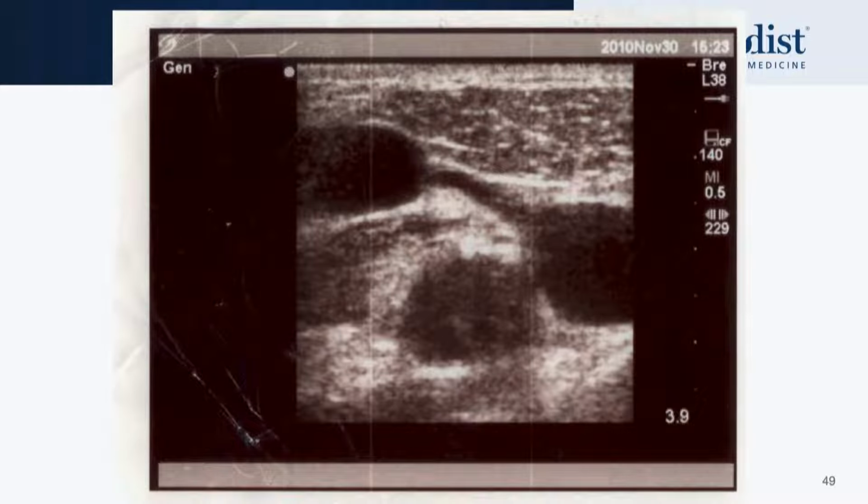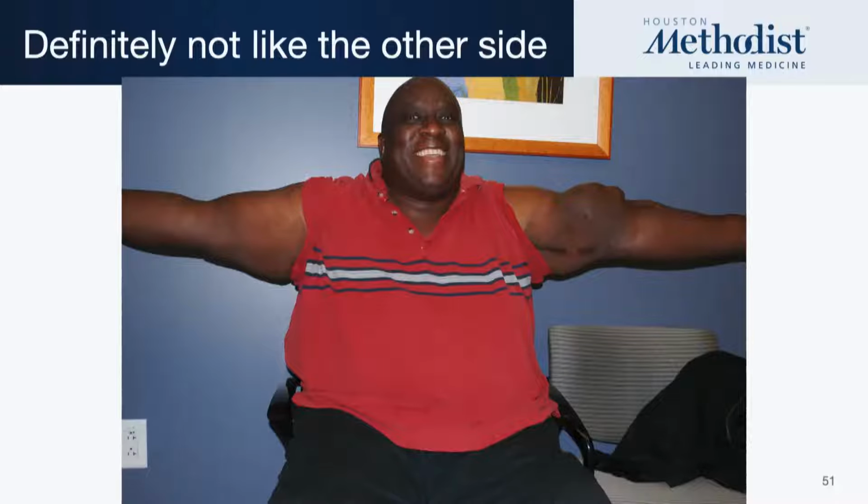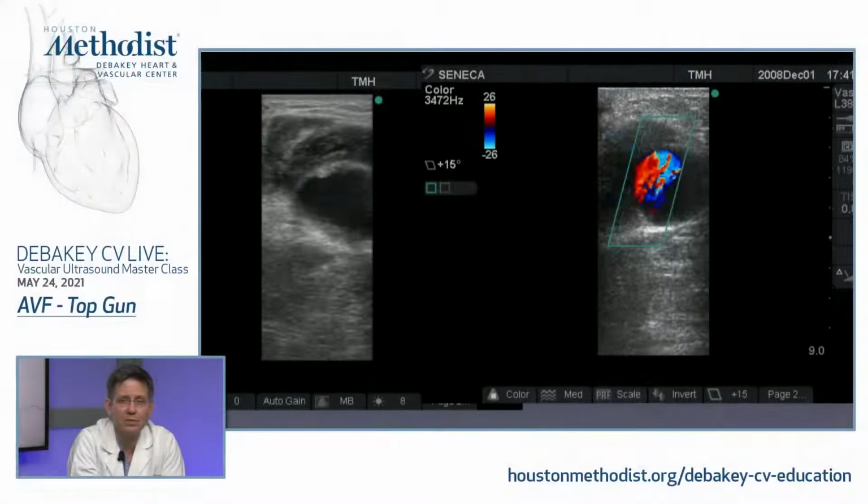In fact, it has become increasingly sclerotic. This guy comes in with arm swelling. Looking at both arms, you can see, okay, that's a real problem. Why does that happen? It doesn't just happen as part of the thing. This fistula, in fact, is just way too deep.